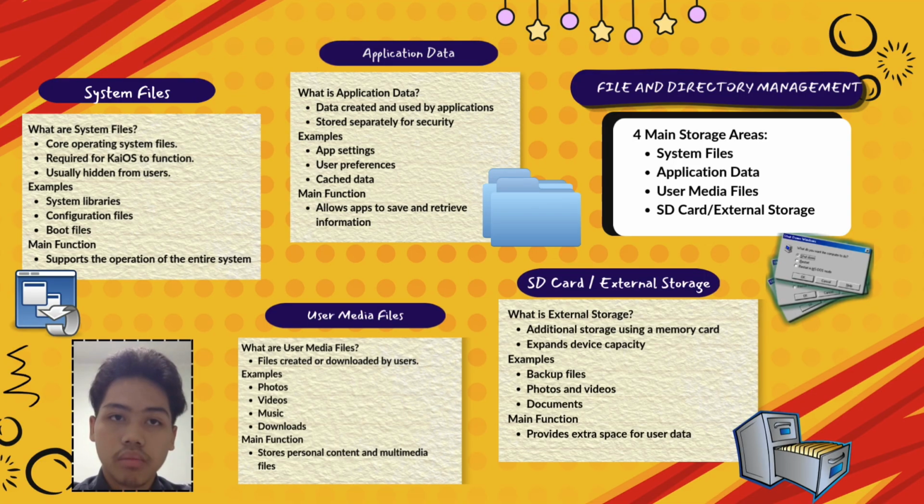Today I will talk about file and directory management for KaiOS. It is organized into 4 main storage areas: system files, application data, user media data, and SD card or external storage. System files are core operating system files required for KaiOS to function, and they are usually hidden from users.